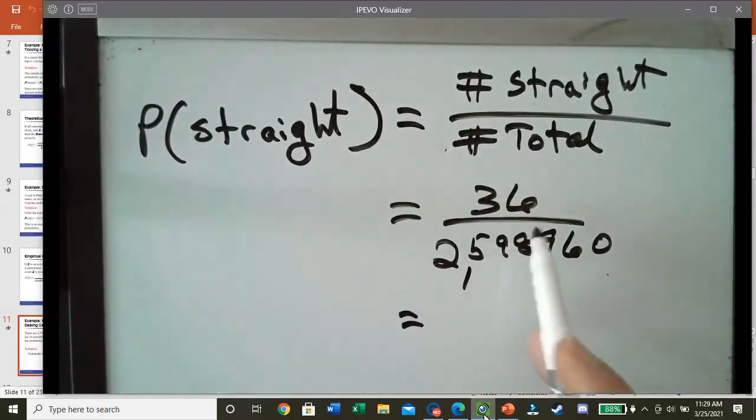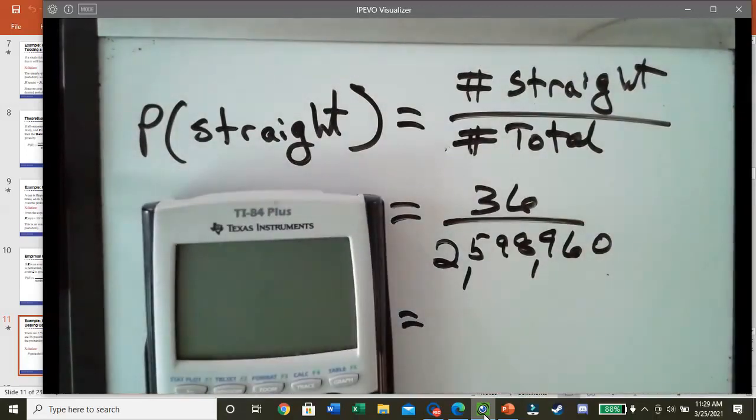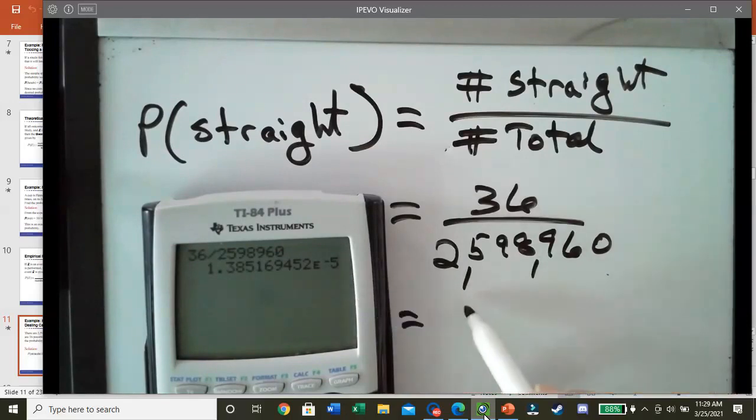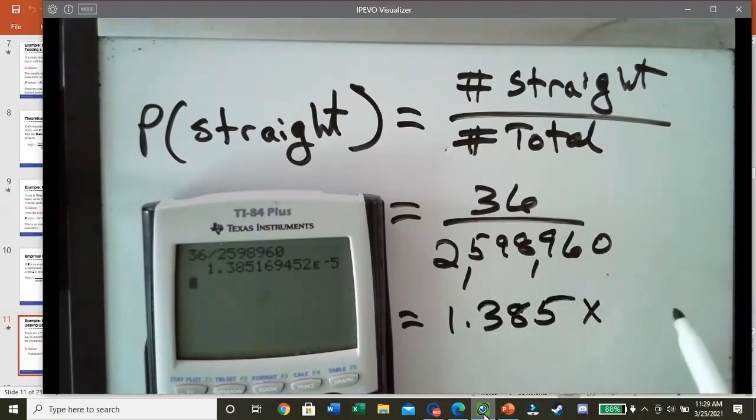So if you divide that on the calculator, let's do that. We've got 36 divided by 2,598,960. And here it shows it in scientific notation, right? So they show 1.385, so this would be times 10 to the negative fifth. That's what that E is.